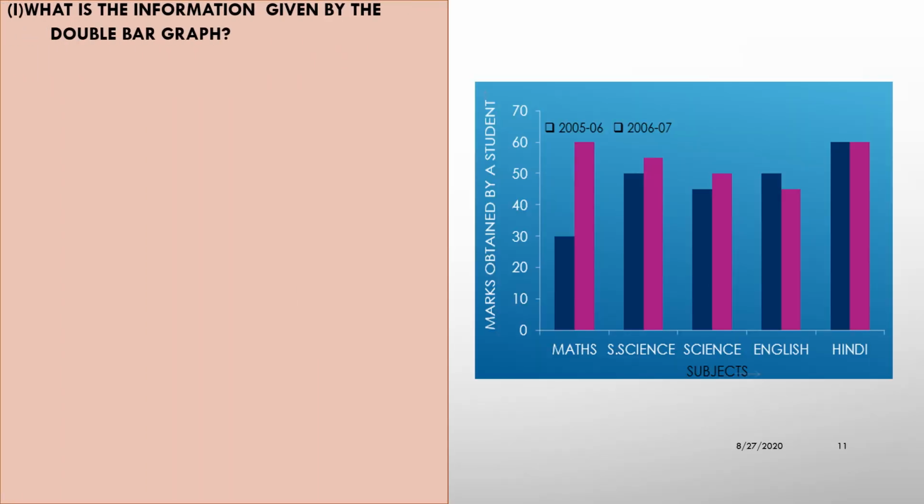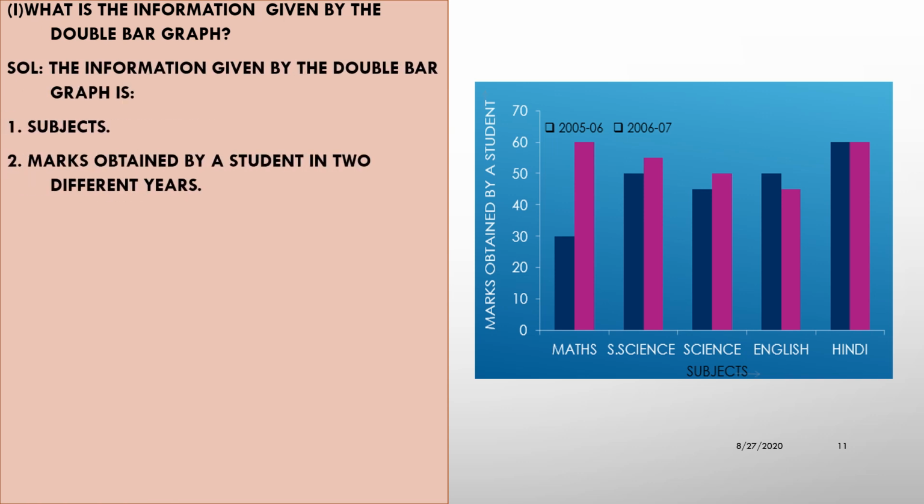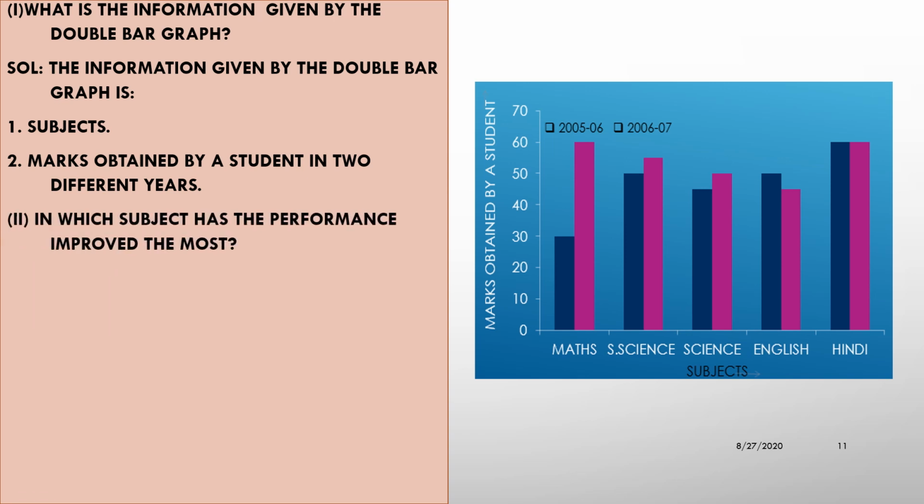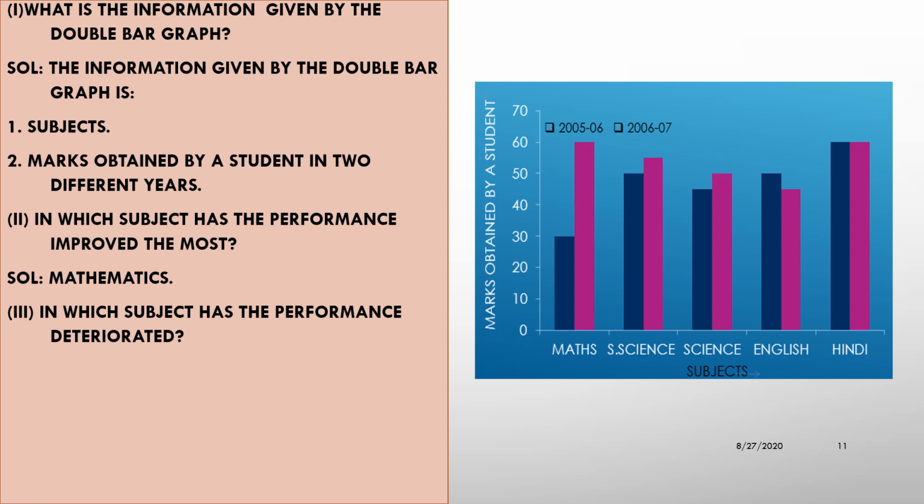What is the information given by the double bar graph? The information given by the double bar graph is subjects on the x-axis and marks obtained by the students in two different years on the y-axis. In which subject has the performance improved the most? On looking at the graph, we can say that the student has shown maximum improvement in mathematics. In which subject has the performance deteriorated or decreased? You can see that the performance has decreased in English.